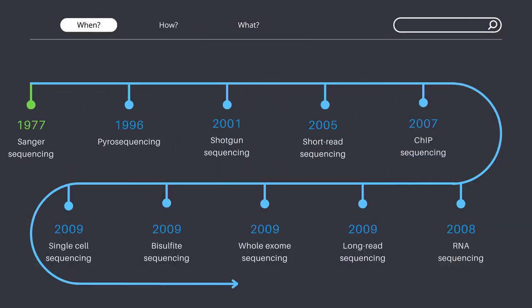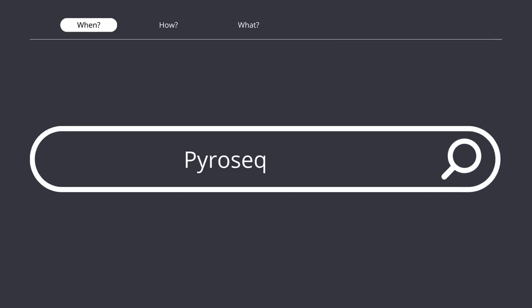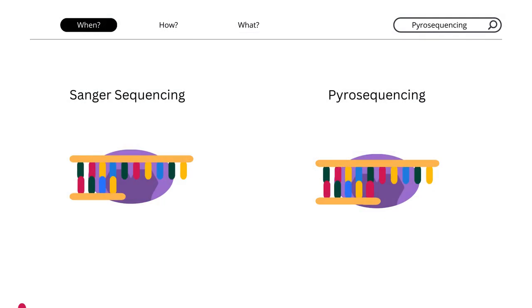The second generation of sequencing was brought on by Pyrosequencing in 1996. This technique differs from Sanger sequencing because instead of halting the elongation of the DNA strand, it relies on detecting the light as a signal when a new nucleotide is incorporated. It does this with the detection of a pyrophosphate molecule. Here is how it works.